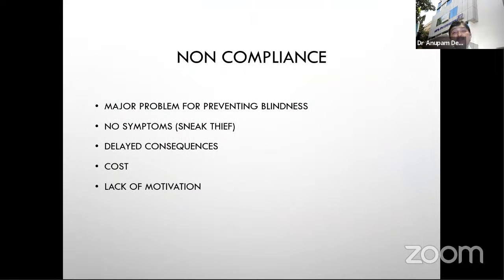Non-compliance is one of the major problems for preventing blindness. You have prescribed all the medications, but if the patient is not using them regularly, then it's of no use. How do we address it? This is important because there are no symptoms and the consequences are delayed. That is why the patient thinks that probably nothing is going wrong with his eyes, and even if he's putting medications, probably he does not feel any difference. So probably there is lack of motivation because of that, and sometimes cost also may be prohibitive.